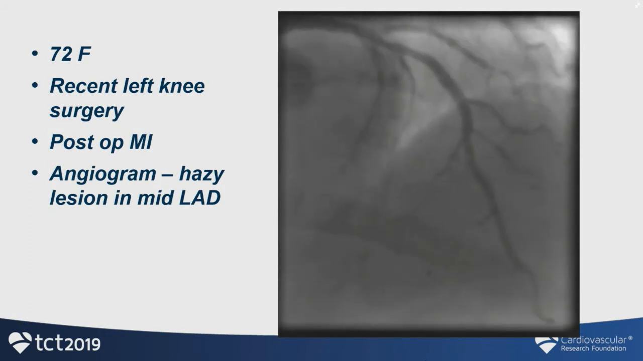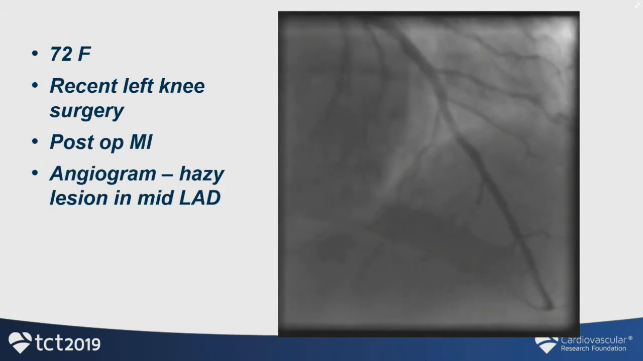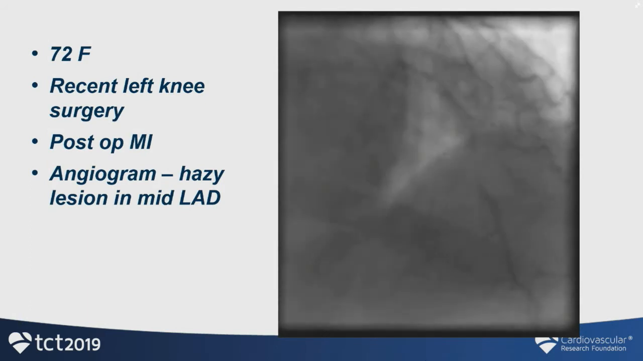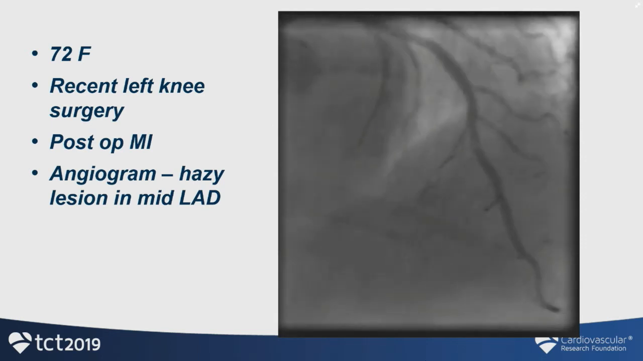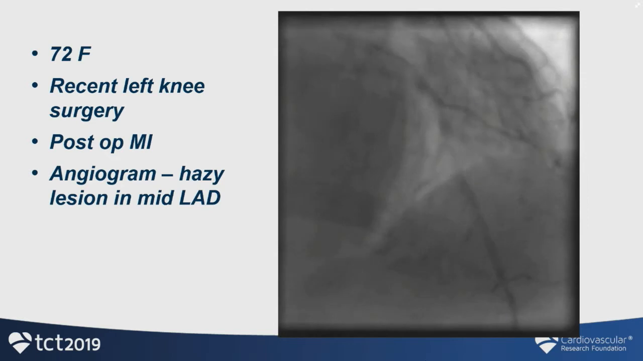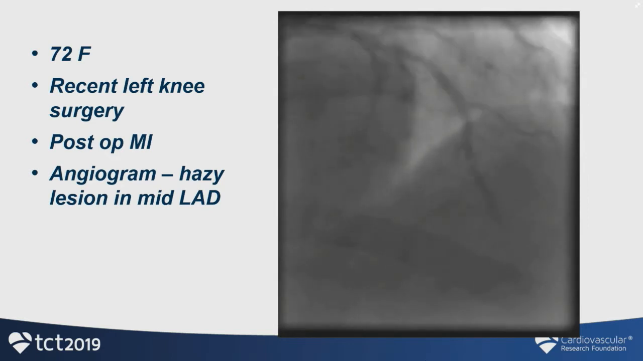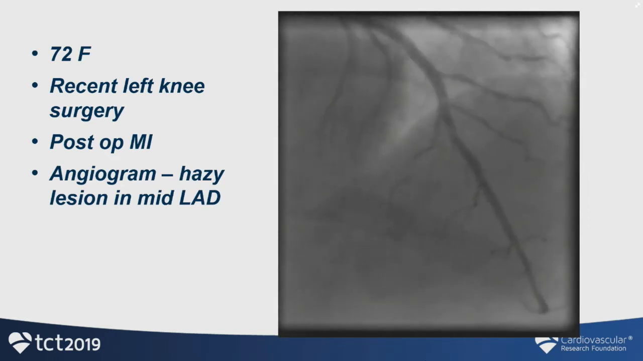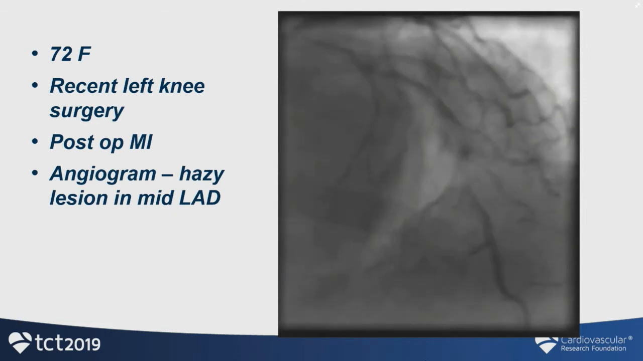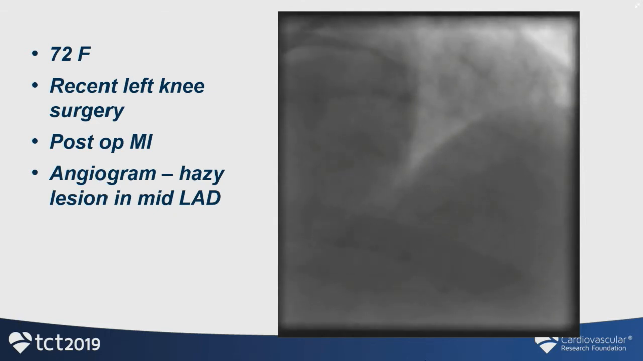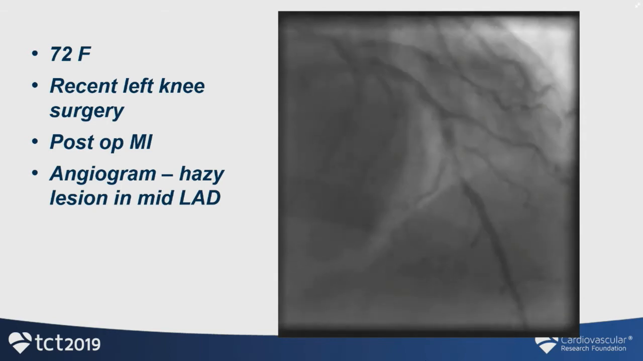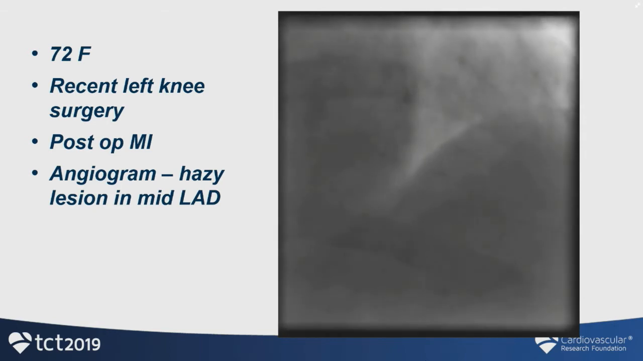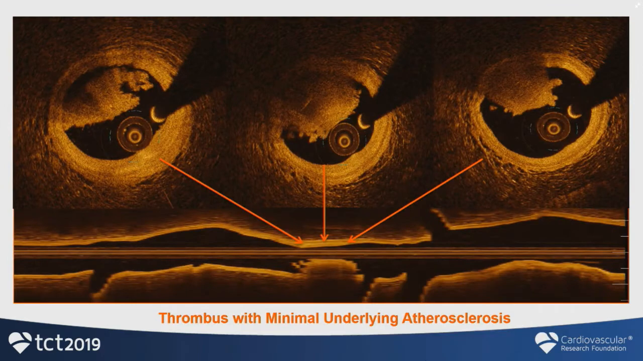Here's an example of a patient who's 72 years old, has had recent knee surgery, and following this surgery, she had an elevation in her biomarkers, was diagnosed with a post-op myocardial infarction, and came to the cath lab. I hope you can appreciate in the mid part of the LAD, there's a hazy stenosis. Again, angiography is indeterminate as to what this is. Is it a focal calcified nodule? Is it intravascular thrombus? We need intravascular imaging to achieve a confirmed diagnosis.